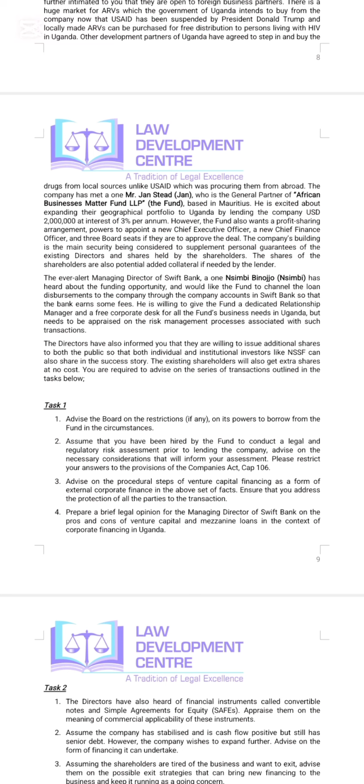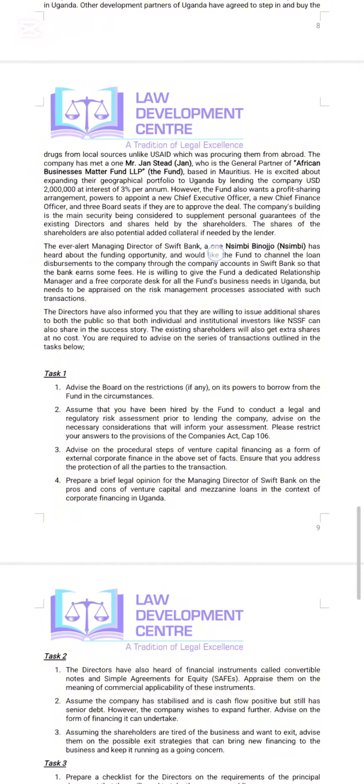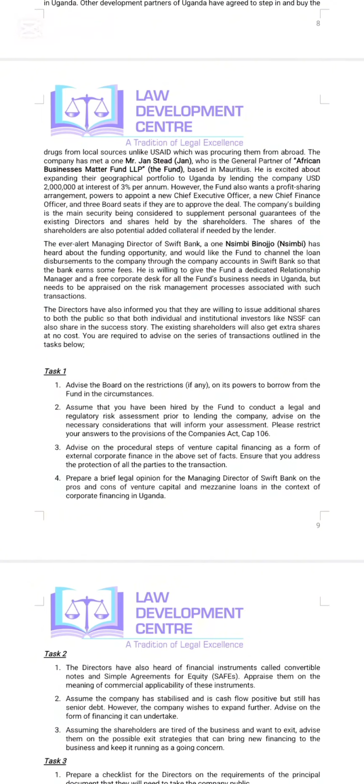The company has met one Mr. John Stent, who is general partner of African Business Matter Fund, based in Mauritius. He is excited about expanding their geographical portfolio to Uganda by lending the company $2 million at an interest rate of 3% per annum. However, the fund also wants a profit-sharing arrangement, power to appoint a new chief executive officer, a new chief finance officer, and 3 board seats if they are to approve the deal.